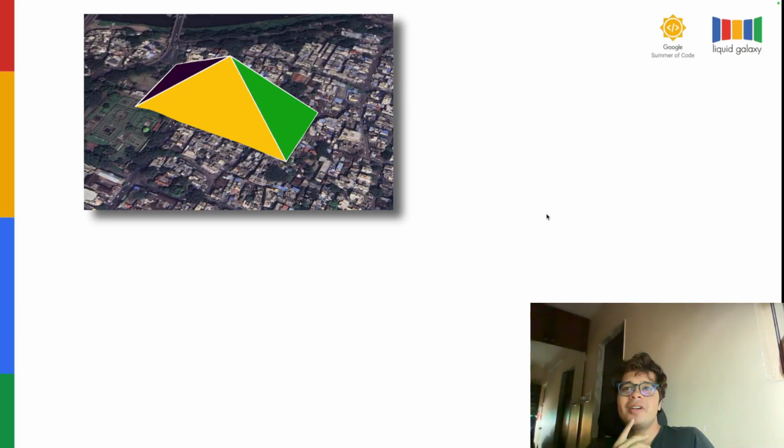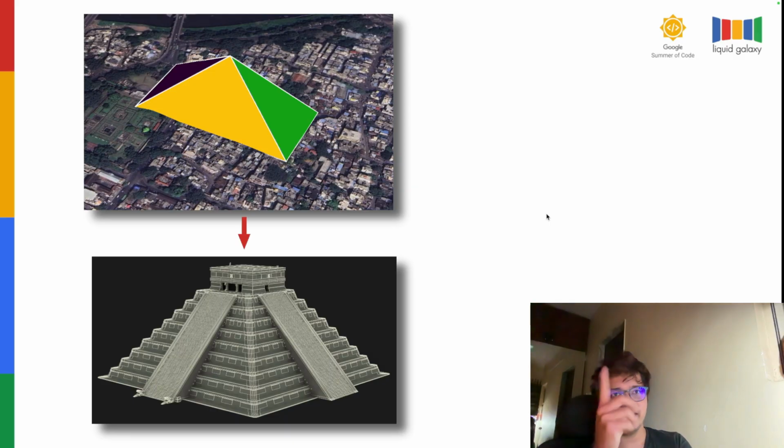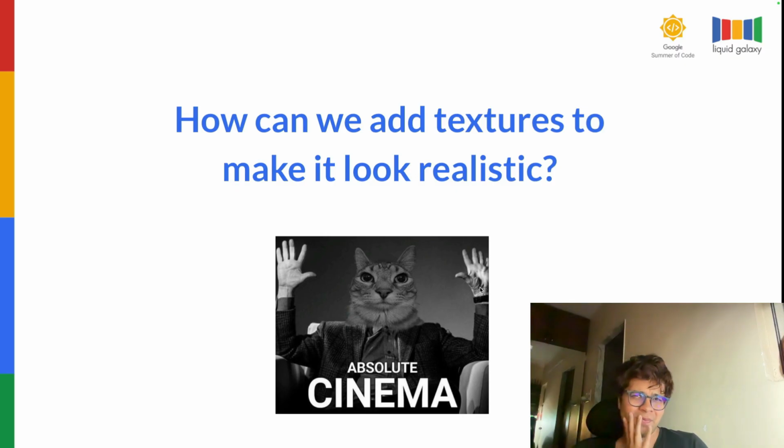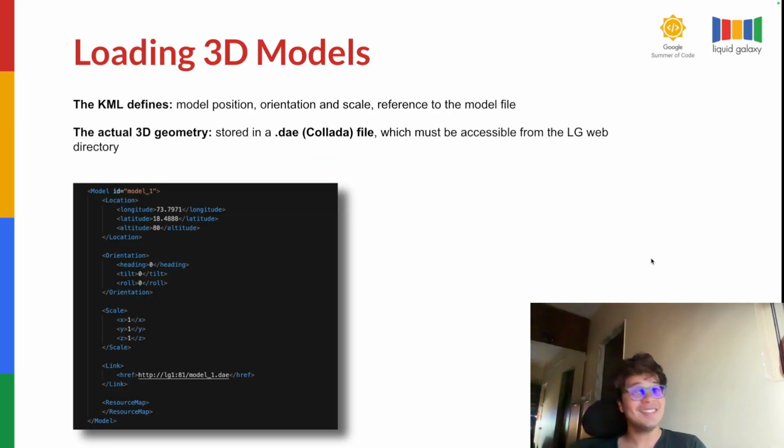Anyways, okay. But what if we could turn this thing into something that has a lot more texture, a lot more thickness, and a lot more detailing to it? What if this was possible? But is this possible with the usage of just KML? Well, no. So, absolute cinema. How can we add textures to make it more realistic and like absolute cinema? The answer to that question is 3D models.